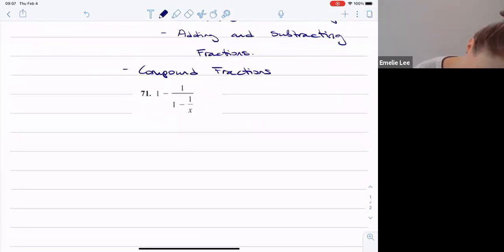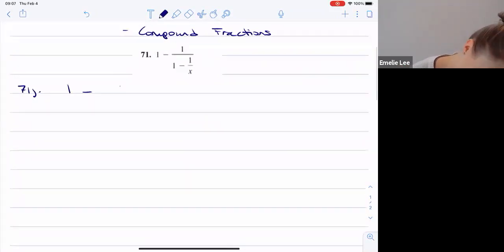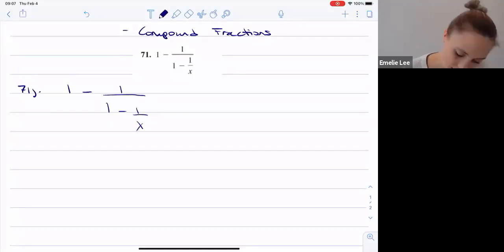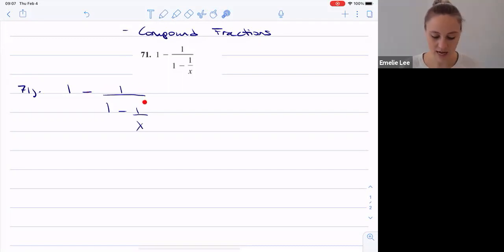So let's do 71. So I've got 1 minus, and it's really important that you keep track of what's part of the fraction, what's not. So that 1 outside is not part of the fraction, right? And so 1 minus 1 over 1 minus 1 over x. And as much as I can, I like to use the lines on my paper, right? Just to see what's below each value.